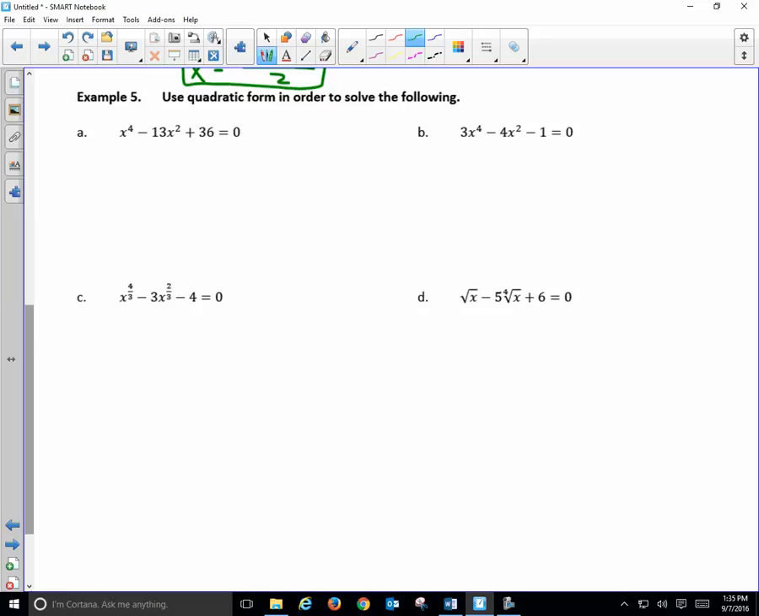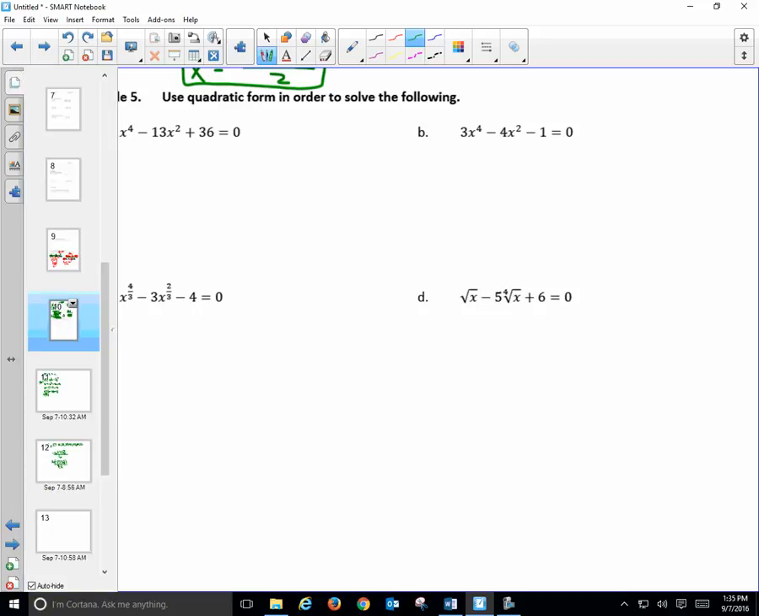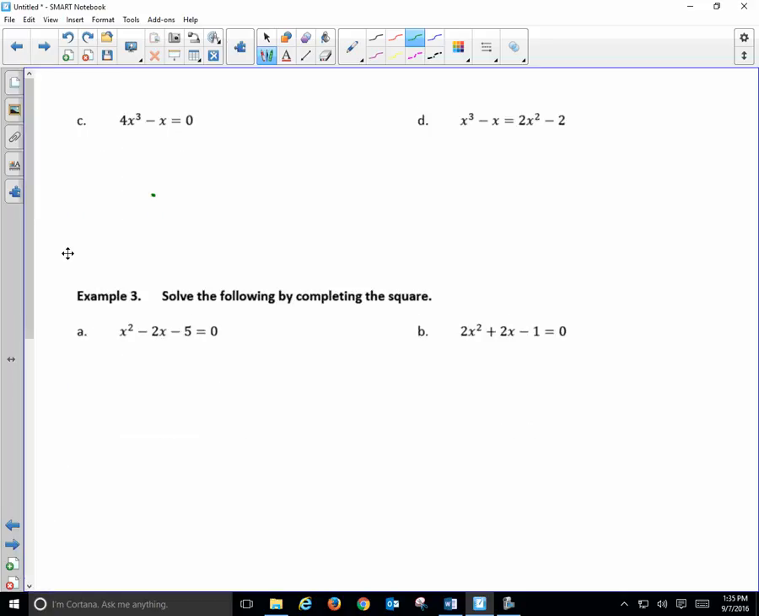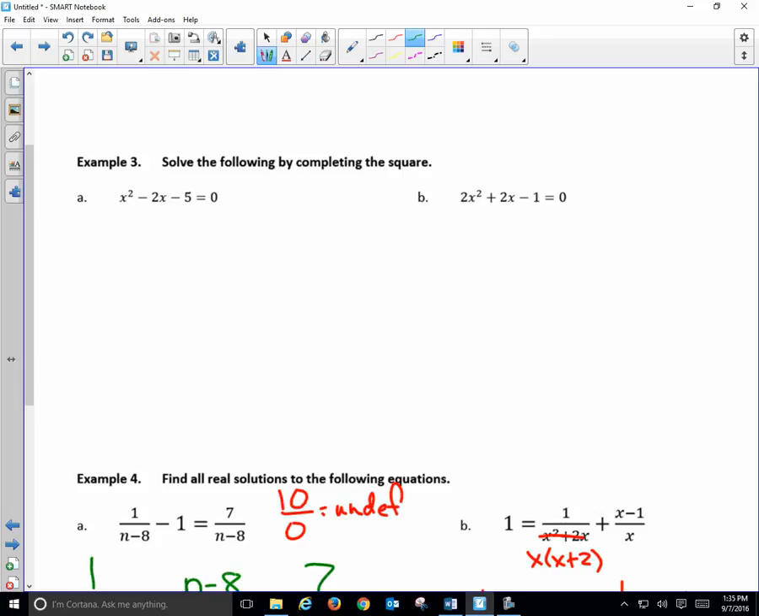All right, we move on to our last four examples. Quadratic form. This is the last type of equation I'm going to look for you to solve today. As we look at quadratic form, quad means how many? So if quad means 4, can you tell me why on earth did we ever refer to this as a quadratic?